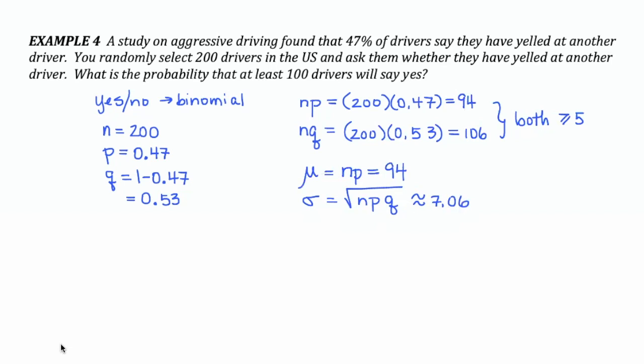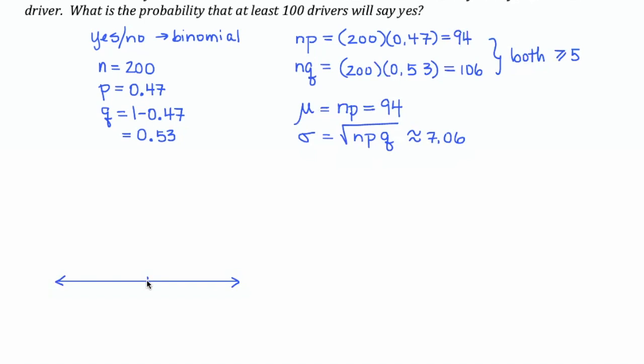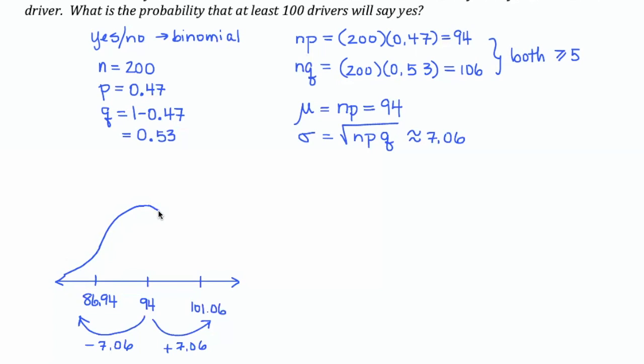So next, I'm going to picture my number line, but again, remember, instead of just a number line, I'm actually going to draw my normal distribution. The mean is 94, so that should be the center of my distribution. I'm going to add one standard deviation to the left, which would get me to the value 101.06. I'm just adding 7.06. And then in the other direction, I'm going to subtract that amount, and that puts me at 86.94.